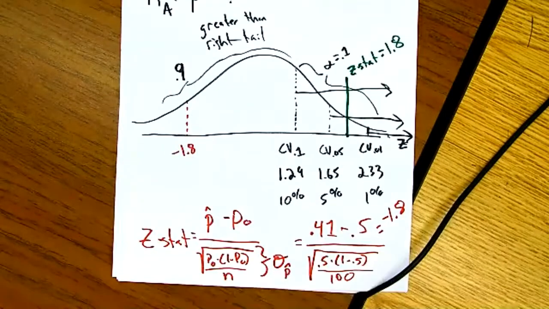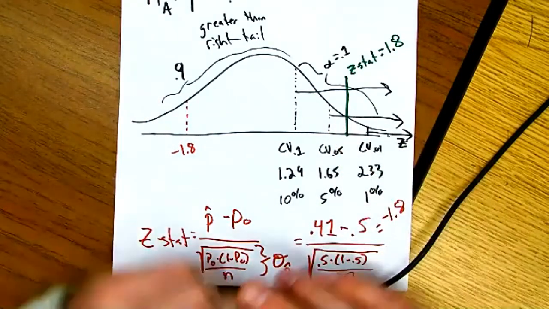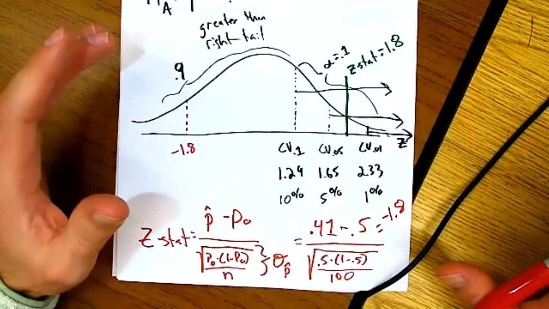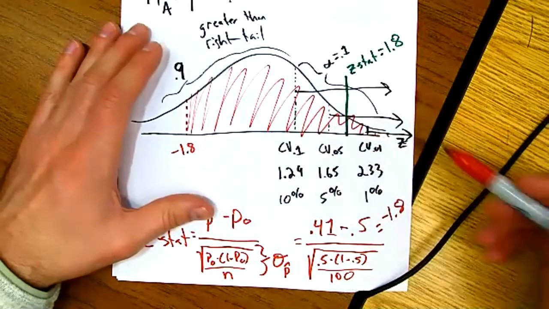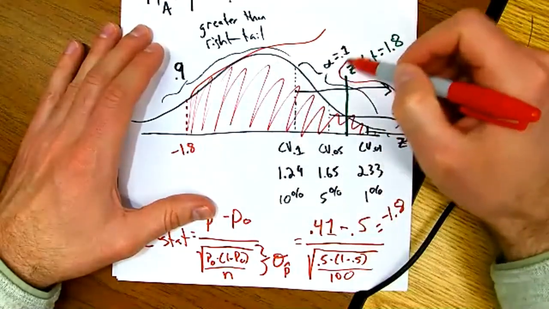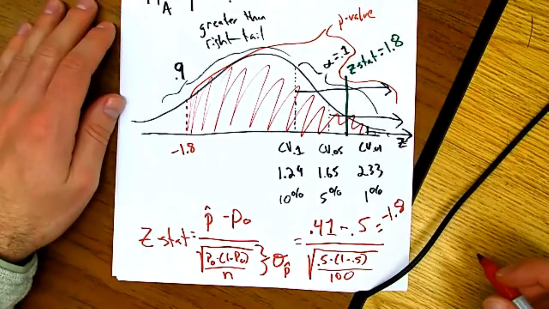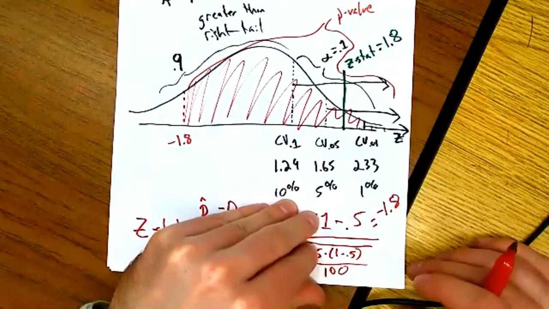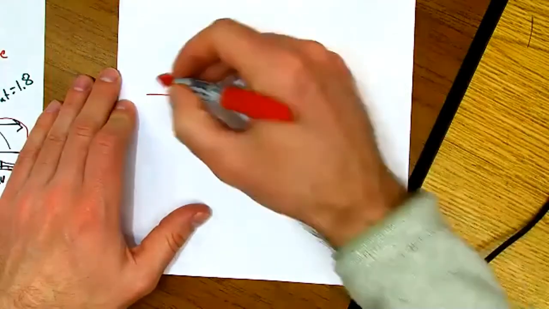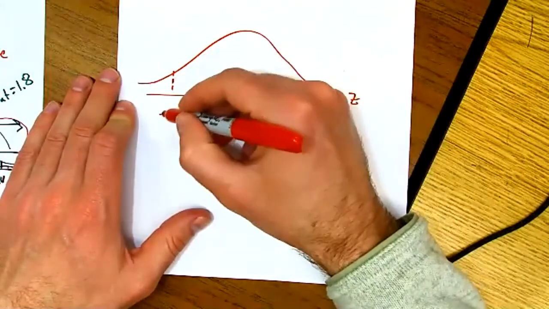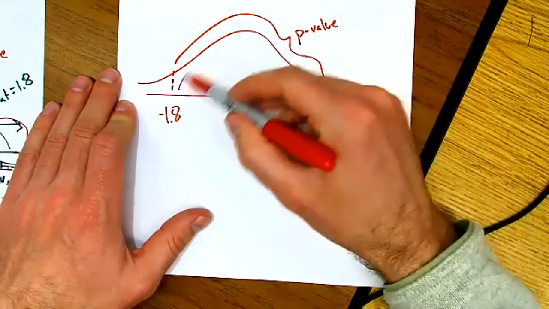But if I wanted the p-value, right? Well, for a right-tailed test, it's still going to be the area to the right of my test statistic. So it's going to be the entire area to the right here that would represent my p-value. Or if it helps to see it a little bit cleaner, we found a test statistic of negative 1.8. The area to the right represents our p-value.